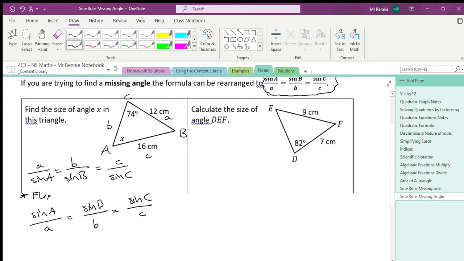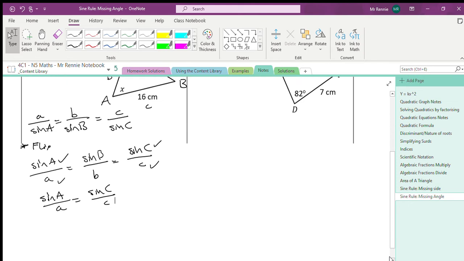Now I'm going to tick what I know, hopefully you had a bit of practice of that when we did missing sides. I know my angle at A is x, so I want to find that out. I don't know my angle at B, so I'm not going to tick that, but I know my angle at C is 74 degrees, so I'm going to tick both of them. Now, length a is 12, so I'm going to tick that. I don't know length b, but length c is 16, so I'm going to tick that. So the two I'm going to use are sine A over a equals sine C over c. I'm not going to use the B parts in today's example.